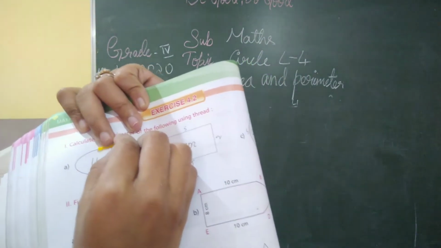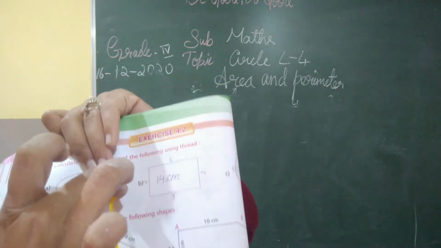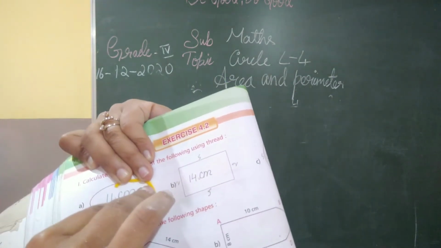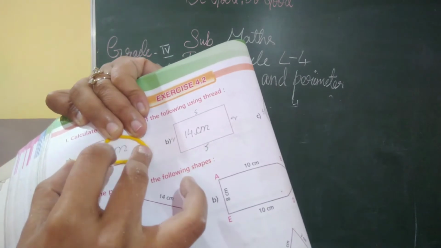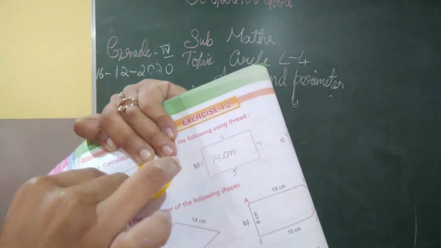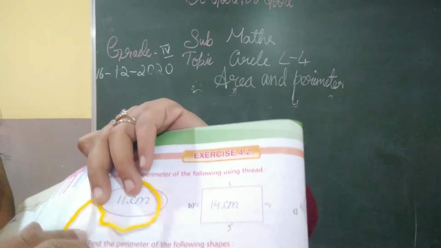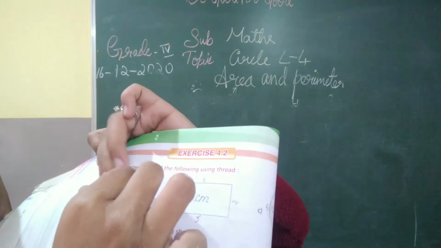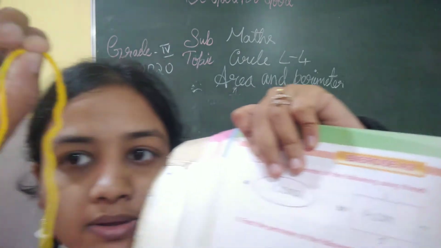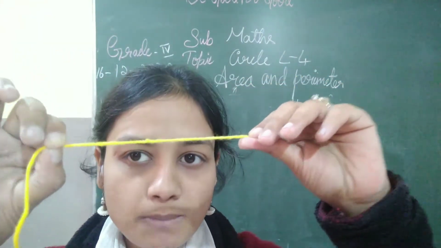So keep your thread on the shape like this. Measure the thread along the sides. Keep going and complete the shape like this. So this completes my shape. This much is the perimeter of the shape which I measured now.